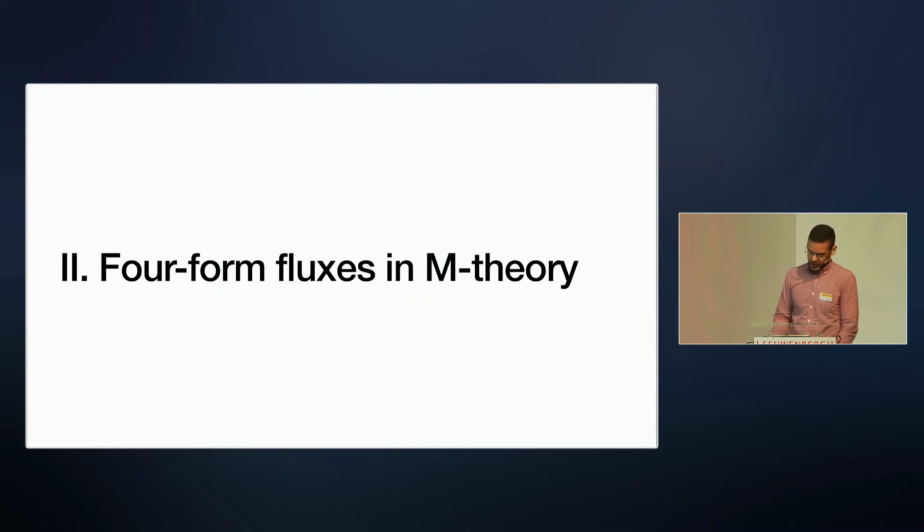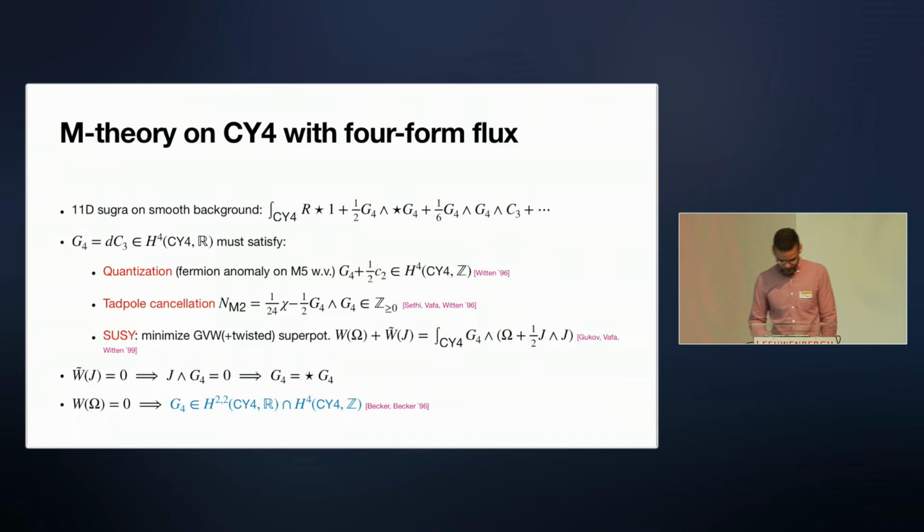Okay, so that's the basic setup. Let me move on to talk about 4-form fluxes in M theory. So let's take a step back and just consider M theory on a smooth Calabi-Yau 4-fold with 4-form flux. It doesn't necessarily have to be elliptic for what I'm saying to be true, but we'll later specialize to the case that the CY4 is elliptic.